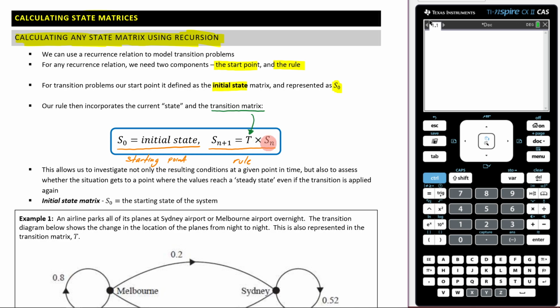And this will make a lot more sense once we dive into some examples here, but hopefully this is very much reminiscent of what we were going through when we were learning about recurrence relations. Okay. This allows us to investigate not only the resulting conditions at a given point in time, but also to assess whether the situation gets to a point where the values reach a steady state, even if the transition is applied again. And again, don't worry too much about that terminology. We'll be speaking more about a steady state later. Okay, and then finally, the initial state matrix, S subscript 0, is equal to the starting state of the system.